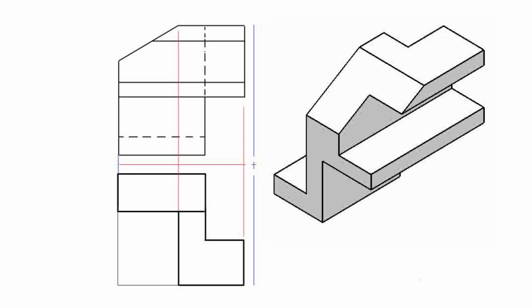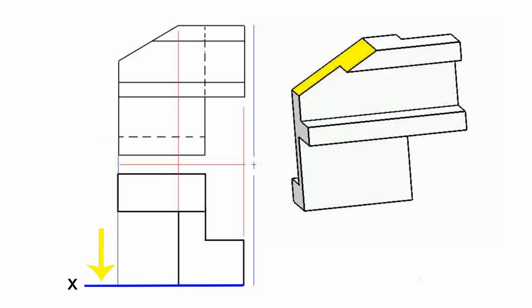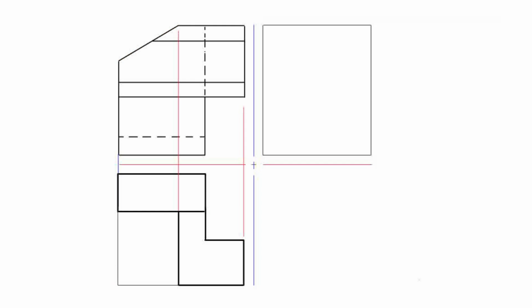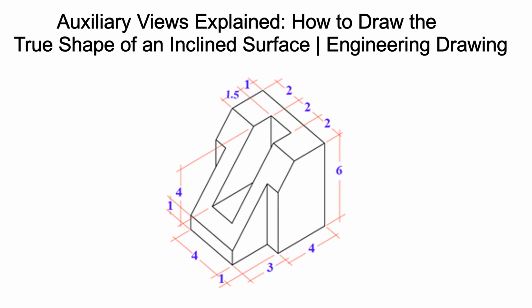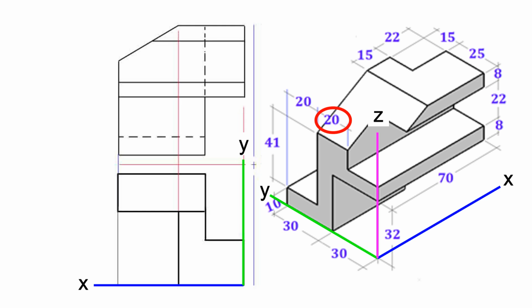Now, the remaining part is the inclined plane. When we project it vertically, we do not get its true dimension. That means the dimension on the x-axis is distorted. However, there is a method to get the true shape of the plane. You can check the video on my channel discussing this topic titled Auxiliary Views Explained: How to draw the true shape of an inclined surface, engineering drawing. But for now, the width dimension comes from vertical projection and the y-axis dimension comes from the isometric view. Use these to construct the inclined plane.